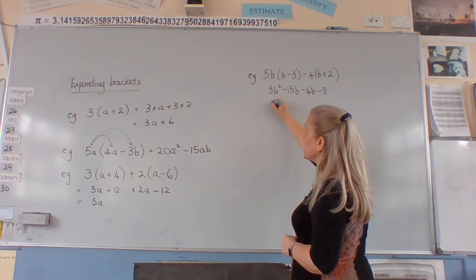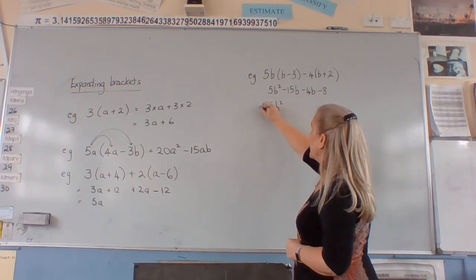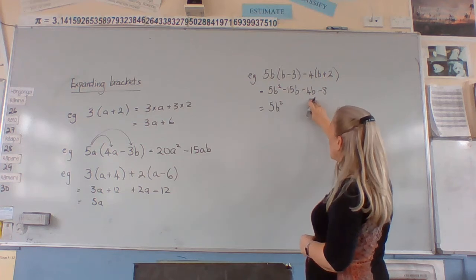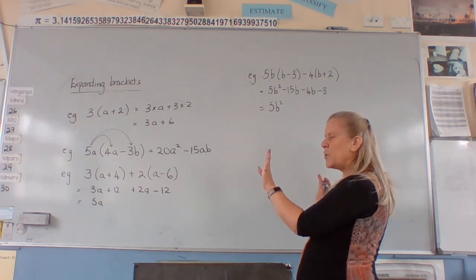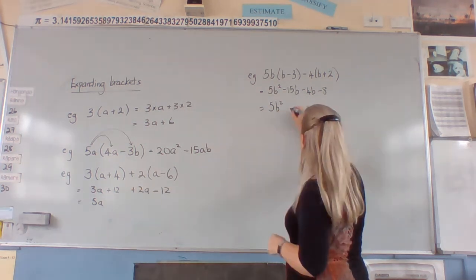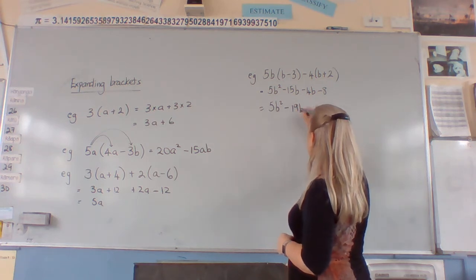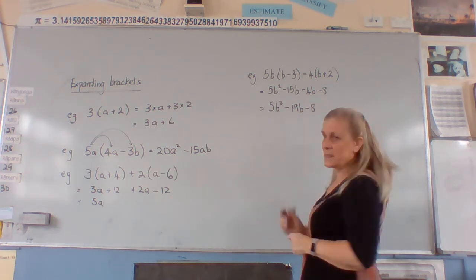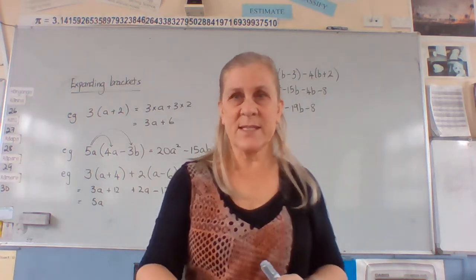So we've got 5B squared. We don't have another like term for that. We've got a negative 15 and a negative 4. Remember, negative 15 in your brain. Go back another 4, negative 19B. All right? And minus 8. Okay? So have a look at some of those.